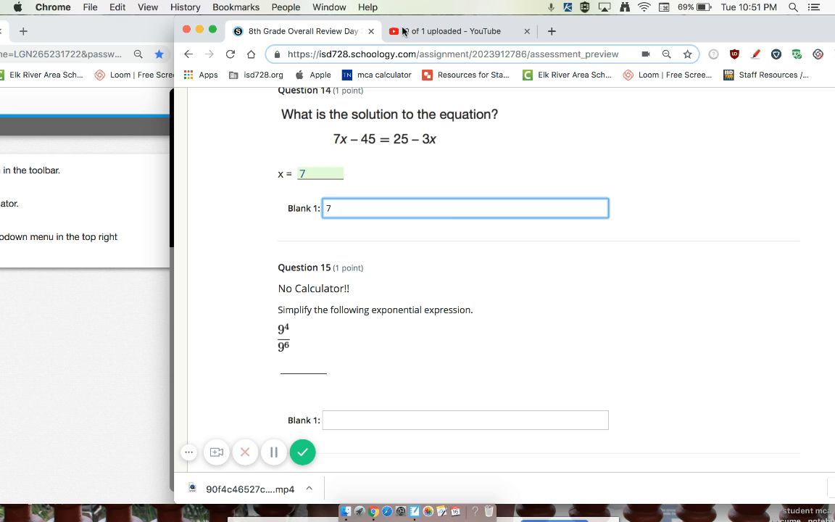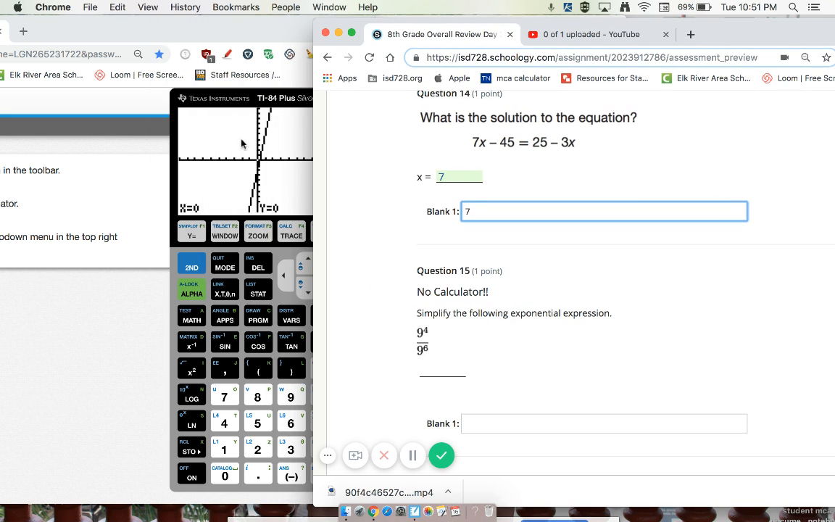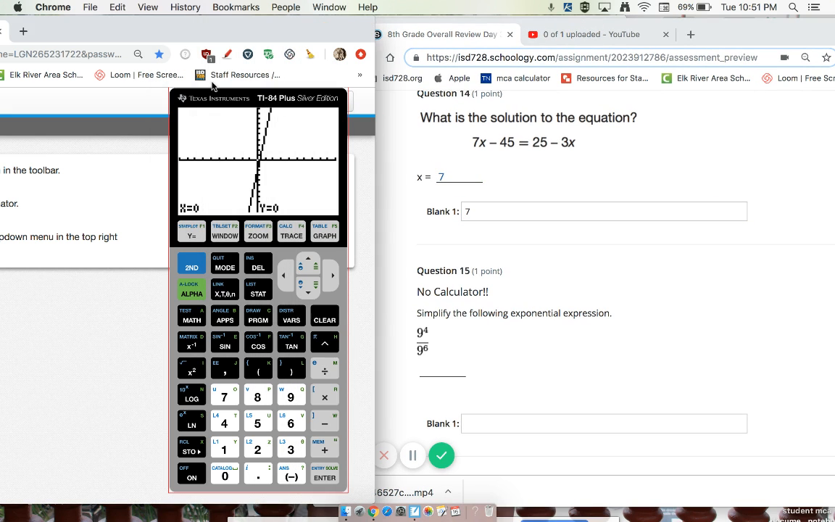And you can check your work. Please know you have plenty of time, so take the time to double check. So 7 times 7 minus 45 is 4. Now I'm going to do this side. 25 minus 3 times 7, enter, is also 4. So I did find the right one.